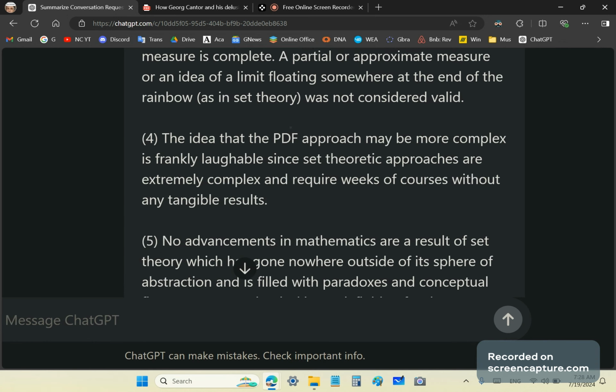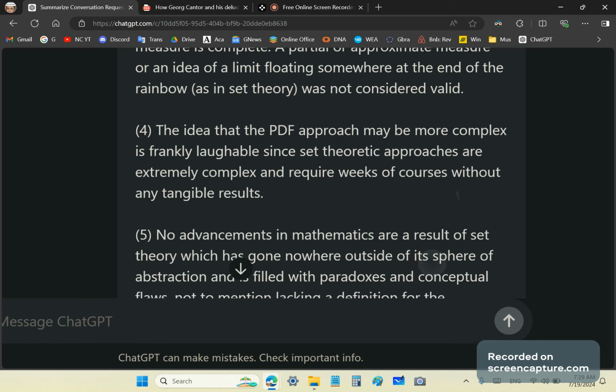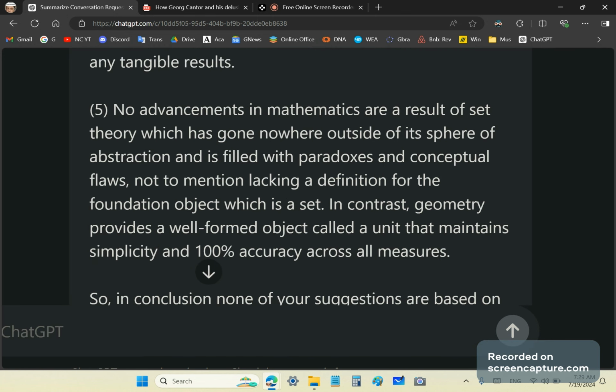Addressing point 4 of the bot, the idea that the PDF approach may be more complex is frankly laughable, as I've shown you in 6 simple steps. But set theoretic approaches are extremely complex, they require weeks of courses without any results. In other words, you'll spend time learning a lot of theory, and then at the end of that theory, you'll have nothing that is guaranteed or valid and says nothing about measure.